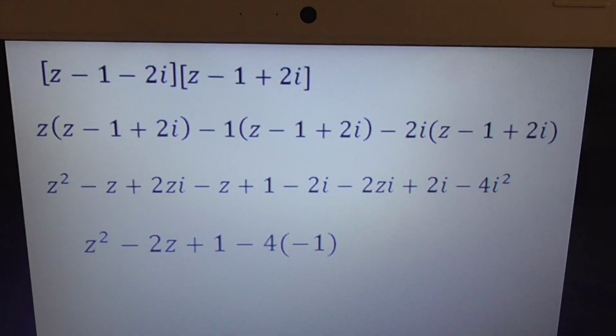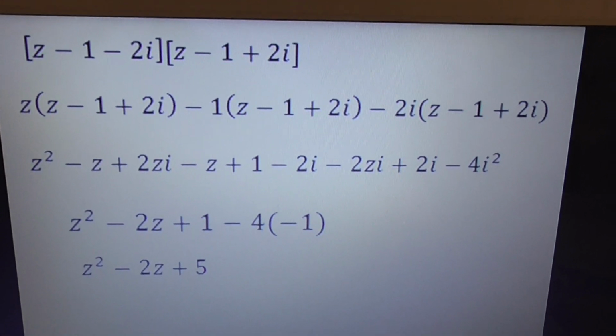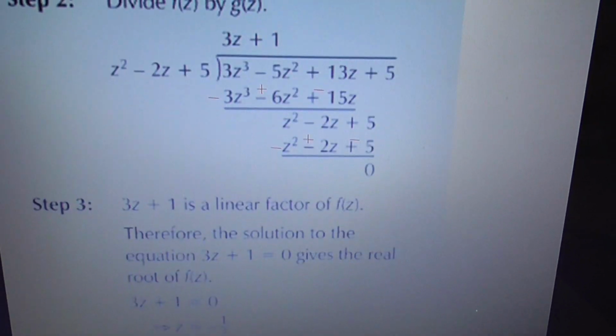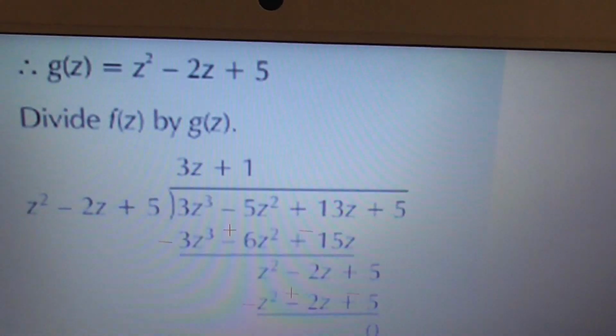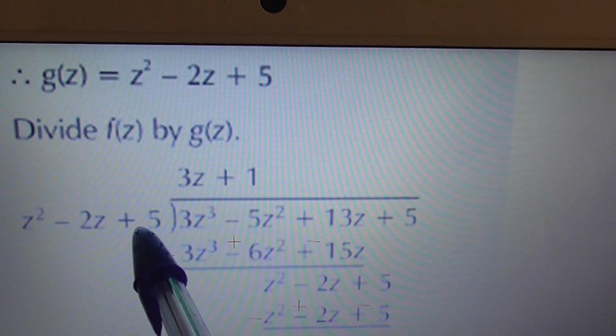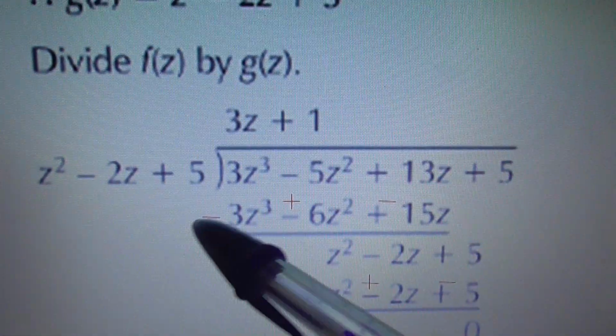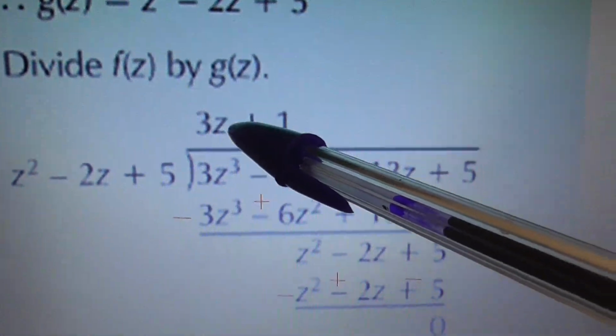This is just going through the second method of getting the quadratic. Okay, right, so set up your long division. z squared minus 2z plus 5 should divide into that cubic expression. So z squared into 3z cubed goes 3z times.